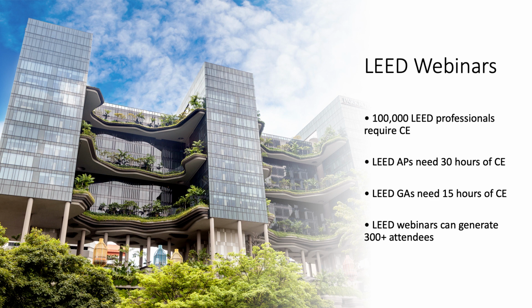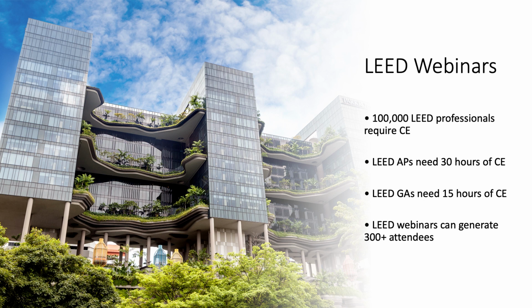One of the most significant opportunities for building product manufacturers is LEED education. There are over 200,000 LEED professionals, and over 100,000 of these professionals need a lot of continuing education. There are two basic types of LEED professionals. There's LEED APs, which I'm sure everyone's heard of. They require 30 CE hours every 2 years. 24 hours can be GBCI general hours, and 6 hours must be LEED-specific hours. Then there's Green Associates. They require 15 CE hours every 2 years. 12 hours can be GBCI general hours, and 3 hours must be LEED-specific hours.